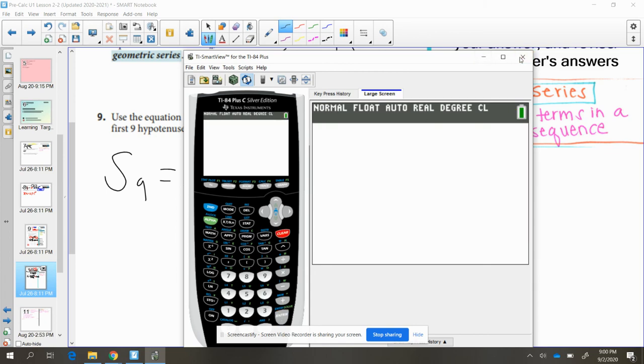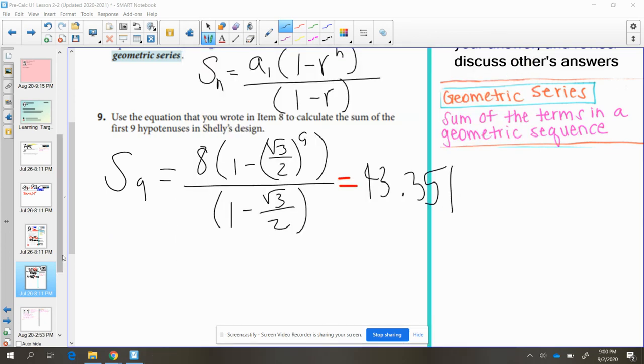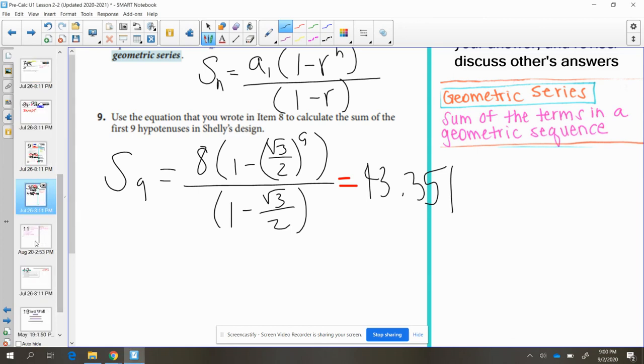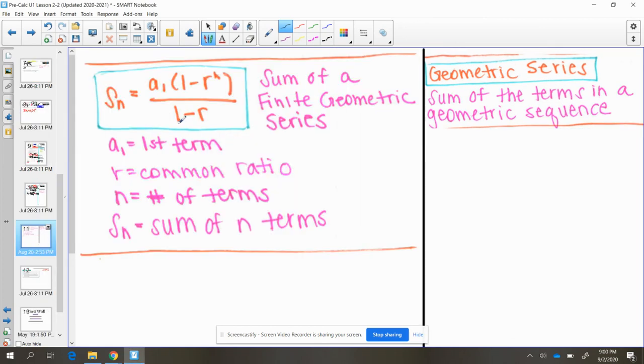All right, now on that grim note, that is the end of this lesson. I highly recommend making sure, if you haven't already, jotting down our explicit formula, and then of course this summation formula for our geometric finite series. Thanks, everyone.